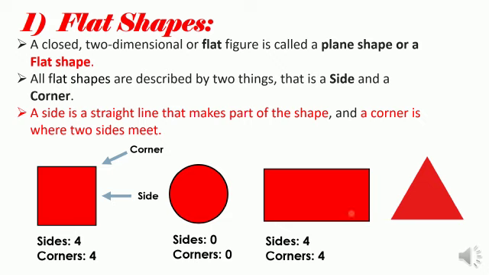Now the last figure is called a triangle, and we can see it is formed by three sides. So it has three sides and three corners, 1, 2, 3. So a triangle has three sides and three corners. So now we know what flat shapes are. Let us see some real life examples of flat shapes.